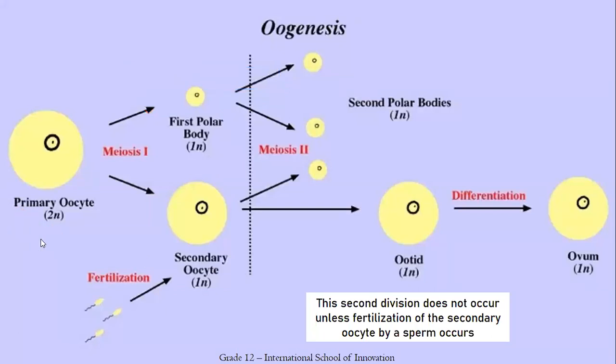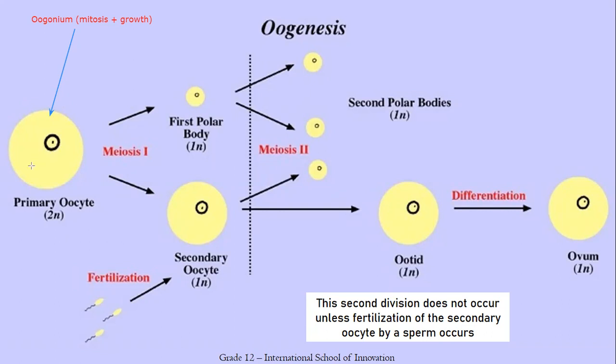So at the beginning, when the female is still a fetus inside her mother's body, an oogonium undergoes mitosis and growth to give an oocyte 1. This oocyte 1 is blocked at prophase 1. The female is born with oocyte 1 blocked at prophase 1.